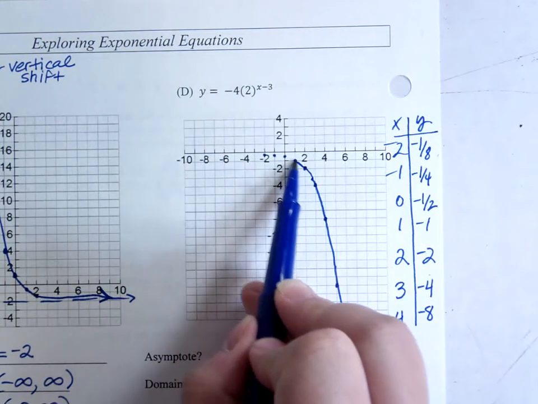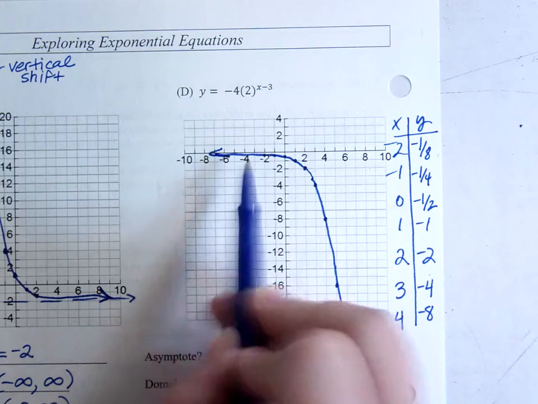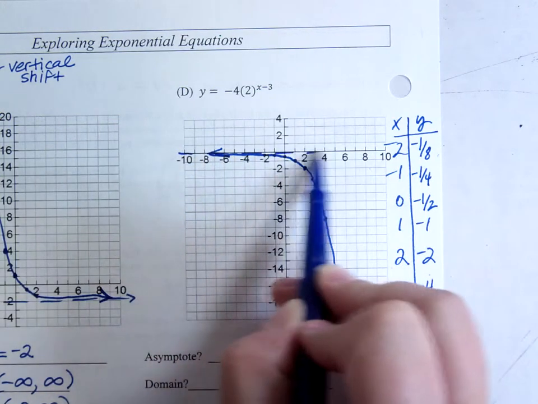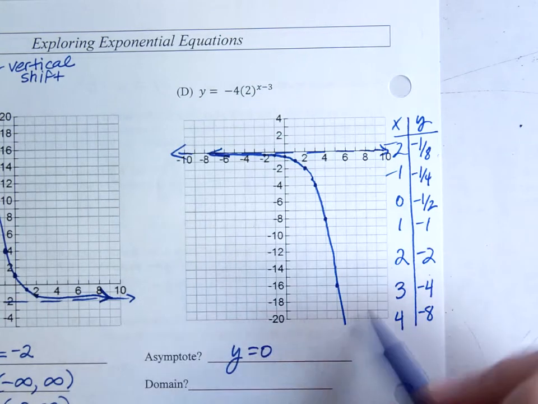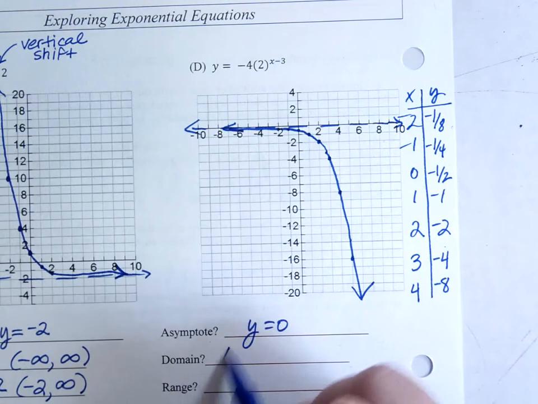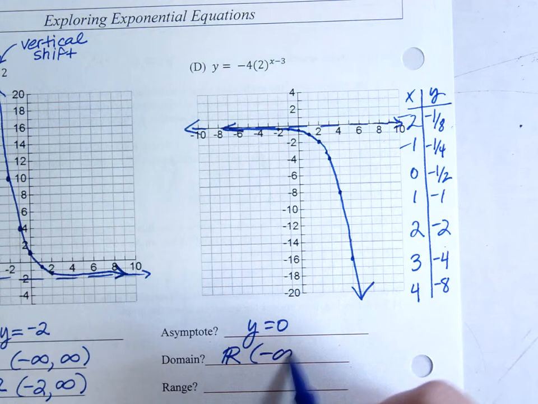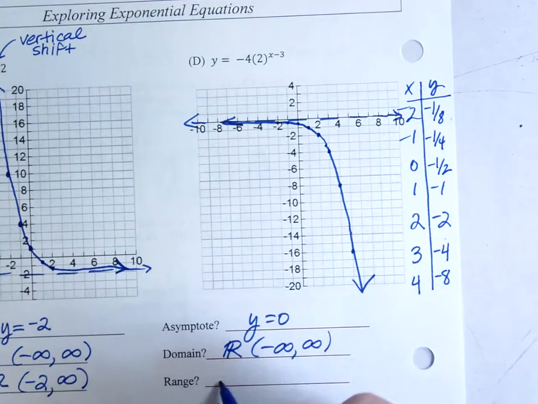I'm going to keep going. You're going to hear some noise here. Oh, let me draw my asymptote. It's at y equals 0. The domain, as always, is all real numbers. And the range here is y is less than 0. So that means from negative infinity to 0.